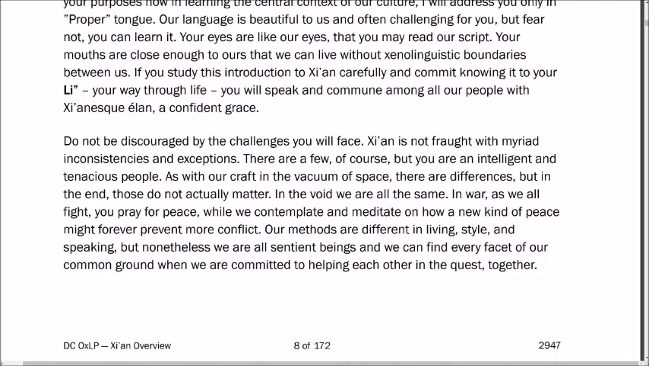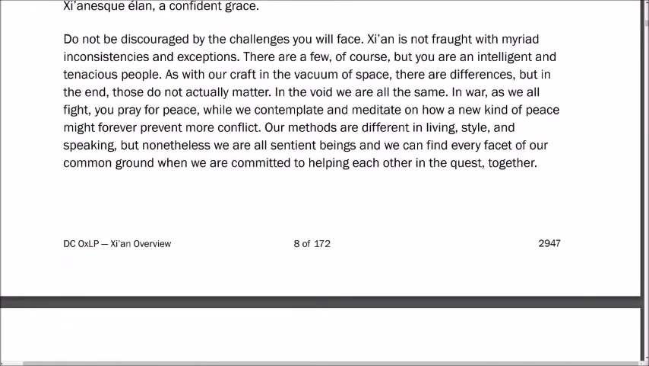Your mouths are close enough to ours that we can live without xenolinguistic boundaries between us. If you study this introduction to Xi'an carefully and commit to knowing it throughout your leisure way through life, you will speak and commune among all our people with Xi'an Escalon. A confident grace. Do not be discouraged by the challenges you will face.